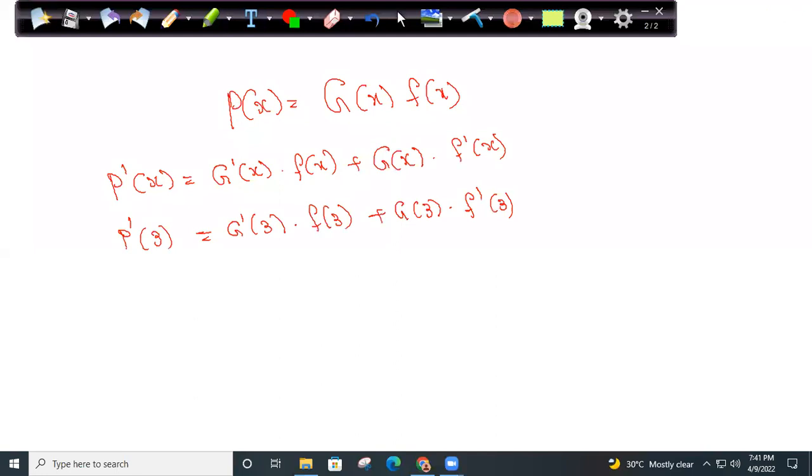So now I need to find these values. I don't have an option. So the simple values are f of 3, g of 3, f dash of 3, and next is g dash of 3. We'll try to find these values. I wrote some values on the board.